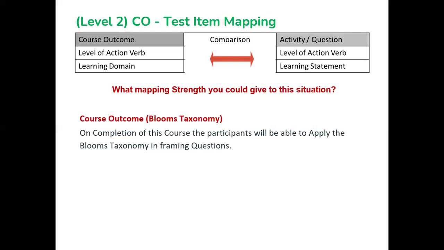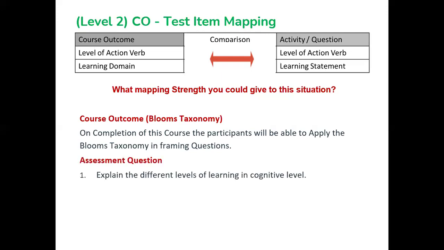Now, after these learning activities, I want to assess whether this outcome is attained by every participant. There are different assessment methods. We have continuous assessment and a semester end exam. Suppose I am conducting a test, and this is my first question in the question paper: Explain the different levels of learning in cognitive level.